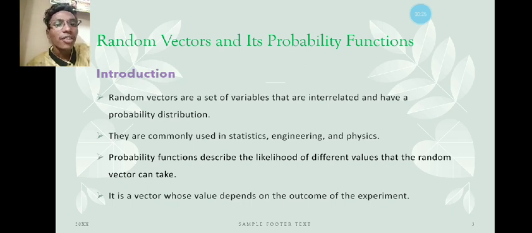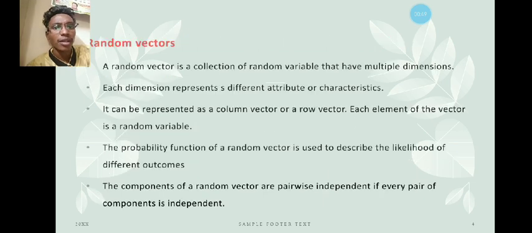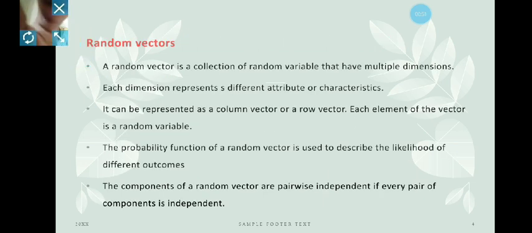Introduction. Random vectors are a set of variables that are interrelated and have a probability distribution. They are commonly used in statistics, engineering, and physics. Probability functions describe the likelihood of the different values that the random vector can take. It is a vector whose value depends on the outcomes of the experiment.